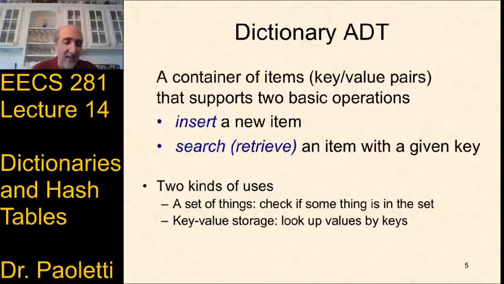Now we've got to have two operations to make a container, any container, useful. We've got to be able to put things into it, and we've got to be able to look at the things that are in there. So we've got to be able to insert new items, and we need a way with this key value based data structure to say, hey, here's a key, please show me the value associated with that key. So we're going to have operations where we check if something is in the set. Sometimes we just want to know, is this in there or not? Other times we want to look up the value associated with it.